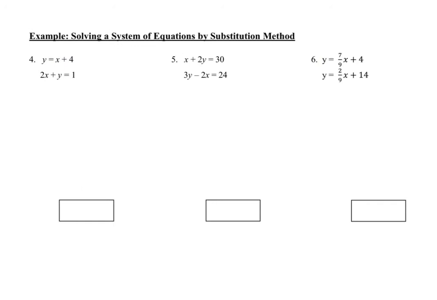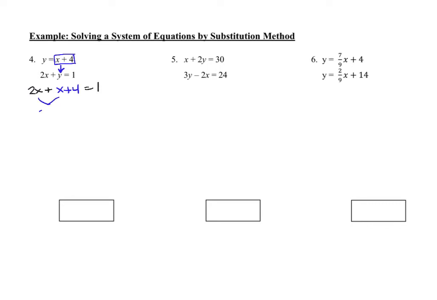Next, we're going to review solving systems using the substitution method. So substitution is replacing the y with the expression that's given. So because this one says y is equal to x plus 4, I can take this expression and replace it for the y. So that would give me 2x plus x plus 4, which used to be the y, is equal to 1. And then I can solve this equation.